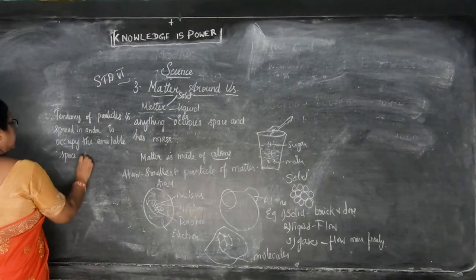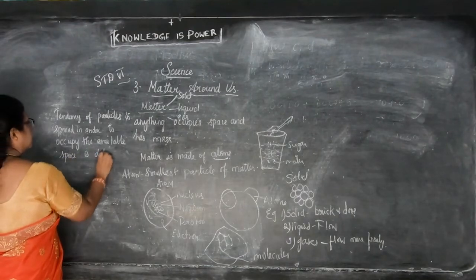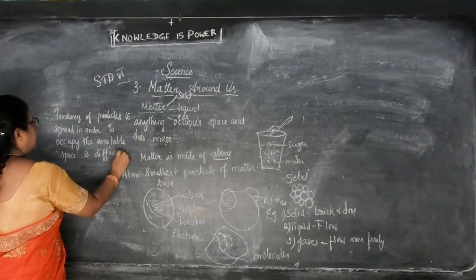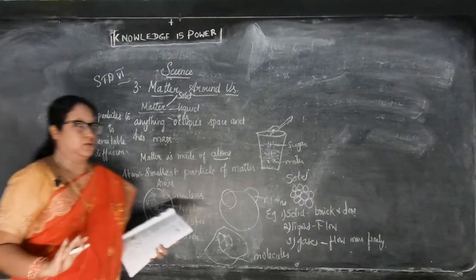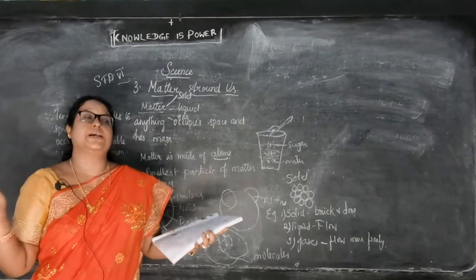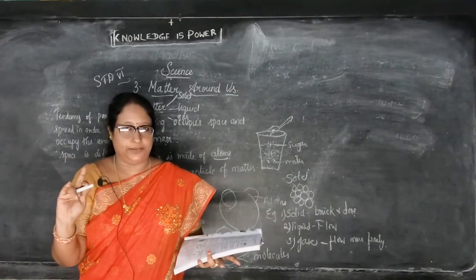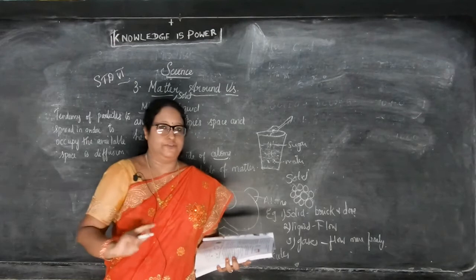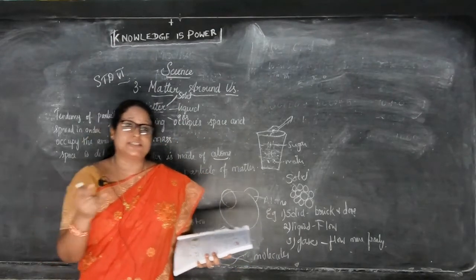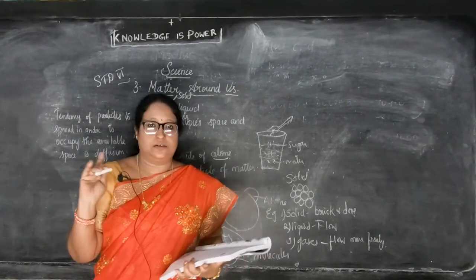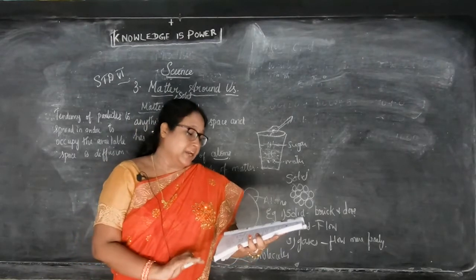Did you understand what diffusion is, children? The particles spread in order to occupy the space, whatever space there is. For example, if we take a room, it occupies the room fully. The smoke from incense sticks spreads everywhere. That is called diffusion.